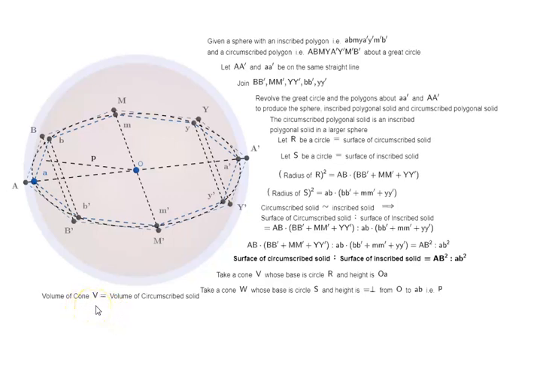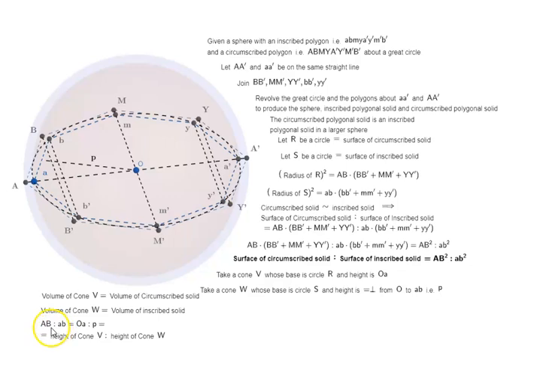Volume of cone V is equal to volume of circumscribed solid. Because again, in a previous proposition, we saw that the volume of a circumscribed solid is equal to a cone whose base is equal to the surface of the solid and height is equal to the perpendicular distance. So since that is the case, we can say volume of cone V is equal to volume of the circumscribed solid. Similarly, volume of cone W is equal to volume of inscribed solid.